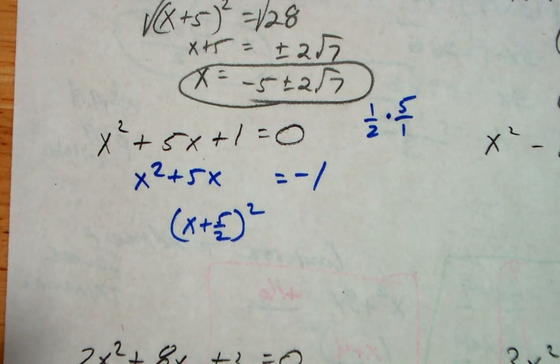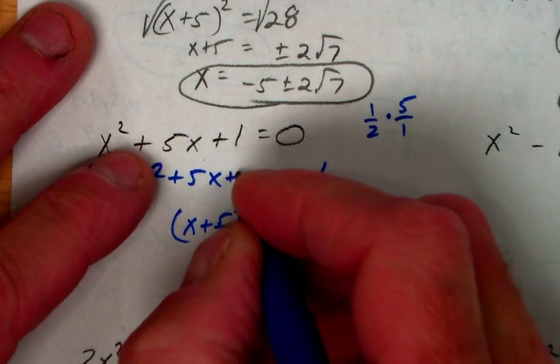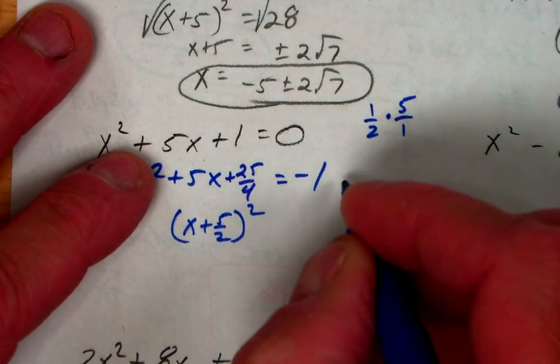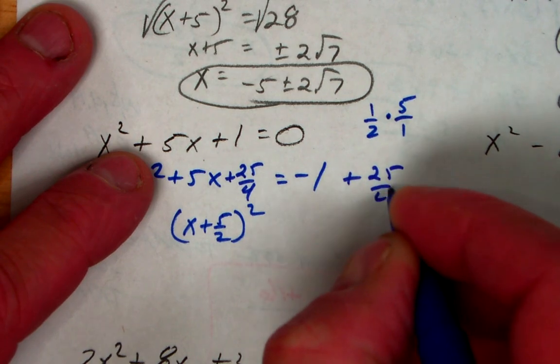Okay? So now what do I have to do to that 5/2 before I add it to both sides? I need to square it. Here we go. 5/2, got to square it. Don't make it too hard. 25/4. All you got to do is square the top and square the bottom. 25/4. So we're going to add 25/4.